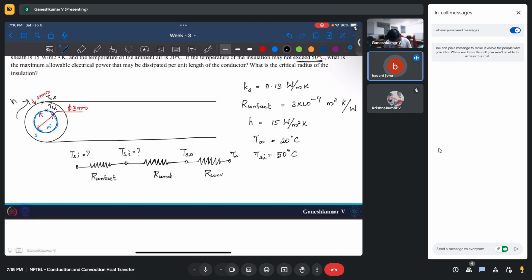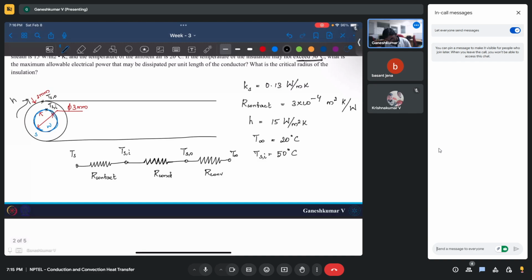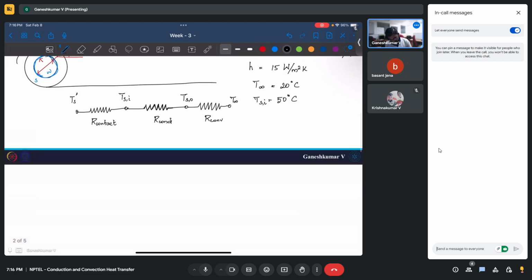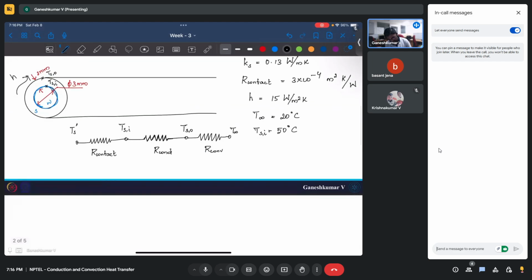No, sir, the second one. There is the interface of R contact and R conduction. Okay, yeah, so you can say that because the contact resistance comes before the sheath, right? So you can say this has TSI, and here let's say you have TS dash, which is the surface of the wire. From wire to sheath you have some resistance. That's what it means. So now, how do we solve this problem?